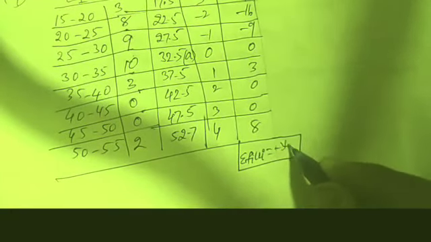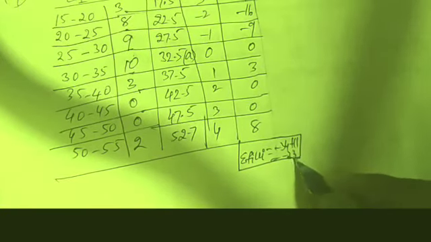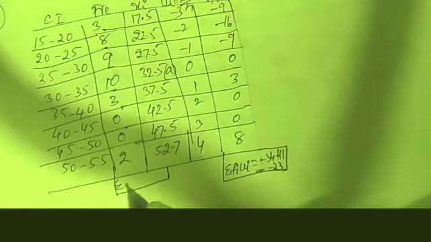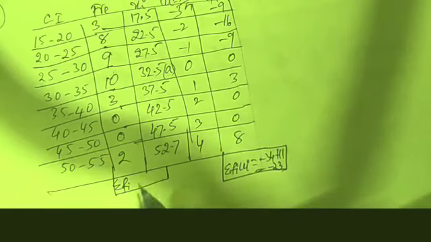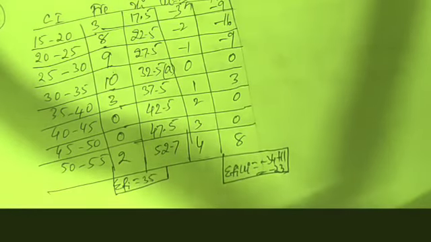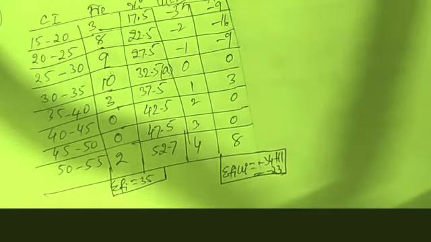What is the value of sigma fi ui? Add them all. So that is minus 34 plus 11, minus 23. What is the value of sigma fi? That is 35.